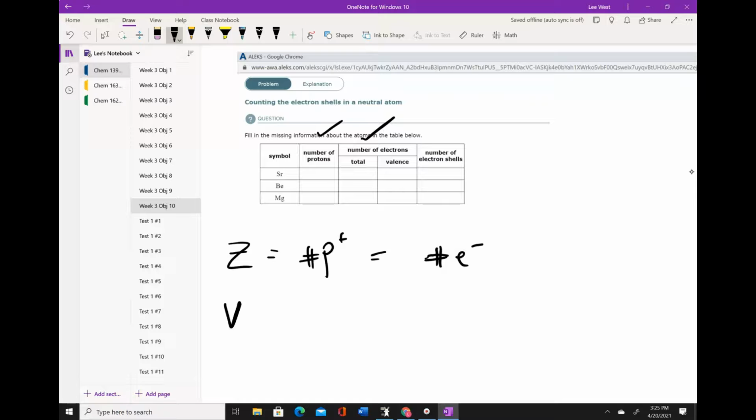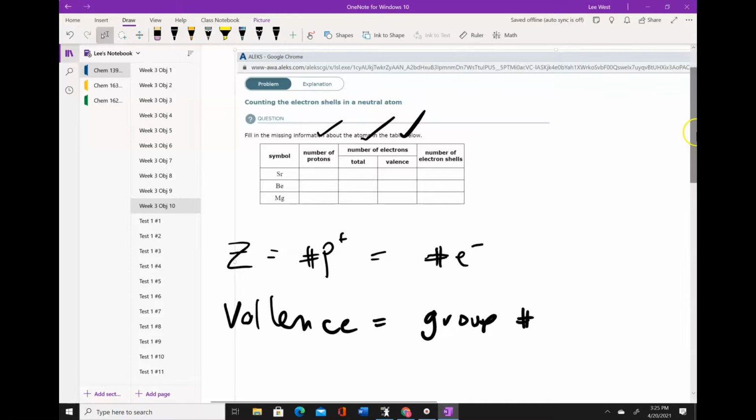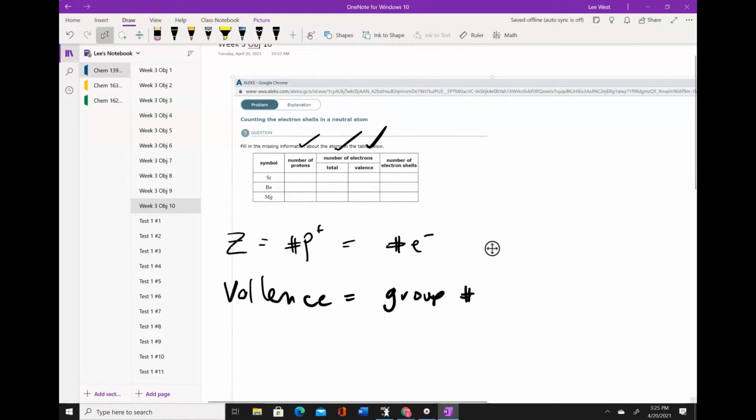Now the valence electrons is simply equal to the group number when we use the North American numbering system for the group number. So we've got a plan for the valence electrons. Now the number of electron shells here, we haven't talked about that before, but the number of shells is simply equal to the period number. So this question is really all about understanding how the periodic table works.